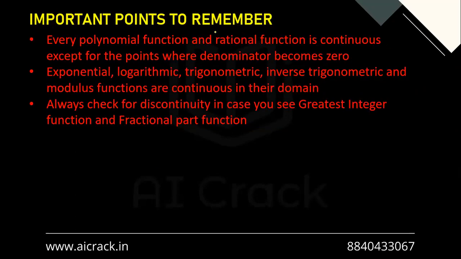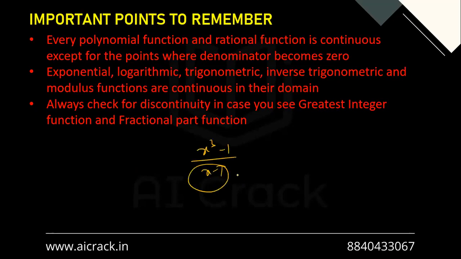Now, these are a few important pointers which you need to remember and understand. So basically, the first point says all polynomial functions and rational functions are continuous, except for the points where the denominator becomes 0. So basically, all polynomial functions are continuous. So we know that x square plus 1, x square minus 1, x minus 1, x cube plus 1, any polynomial function is continuous. But in case of rational functions, let's say we have a rational function like this, x cube minus 1 divided by x minus 1.